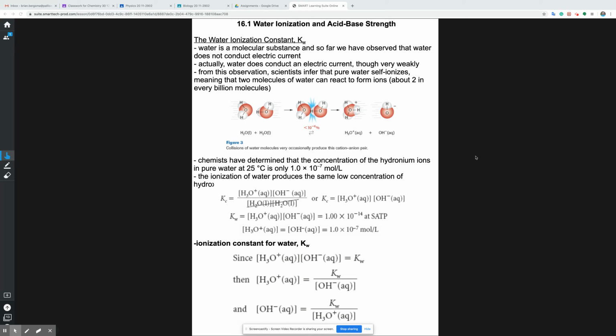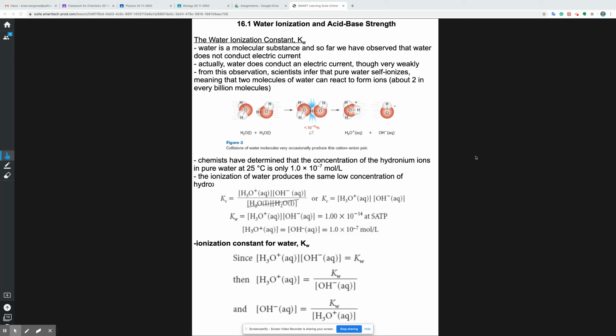Okay, the Kw, water's ionization constant, which is equal to this equilibrium constant, is equal to 1.00 times 10 to the minus 14. Okay, so that's the water ionization constant. That is in your data booklet. Okay, you can look that number up.